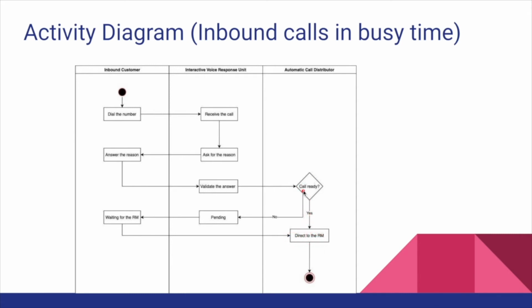However, if the RM is not available, the customer will be put on hold and will have to wait until the next RM is free. And after it is directed to the RM, then the system is done. And next, Sam is going to talk about his activity diagram on outbound calls.